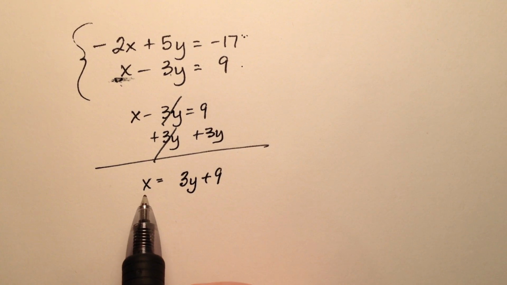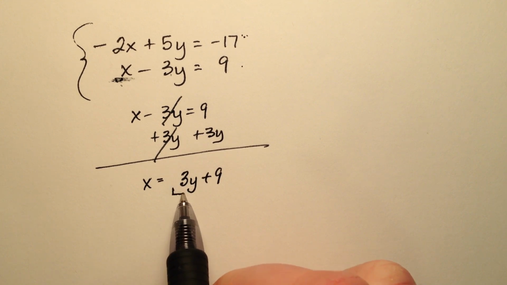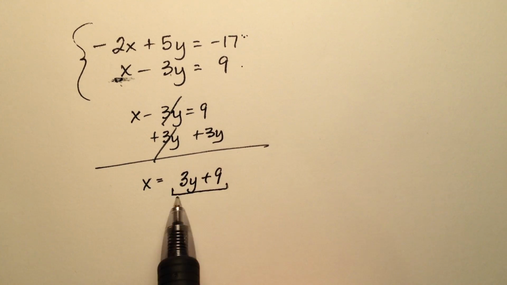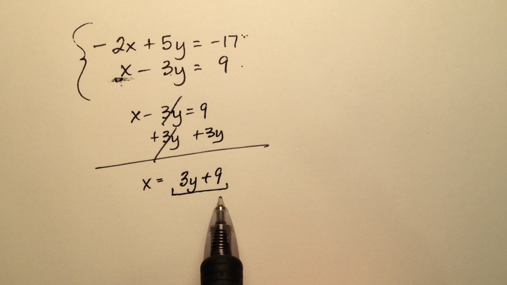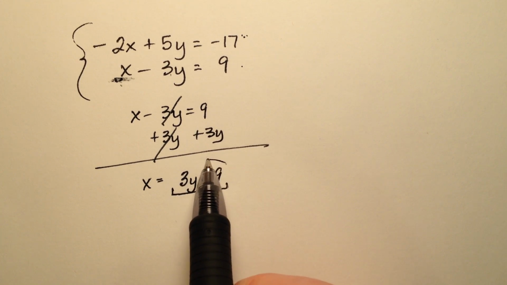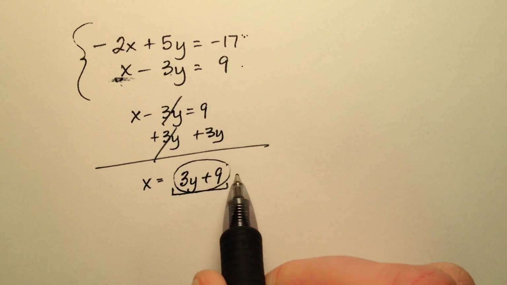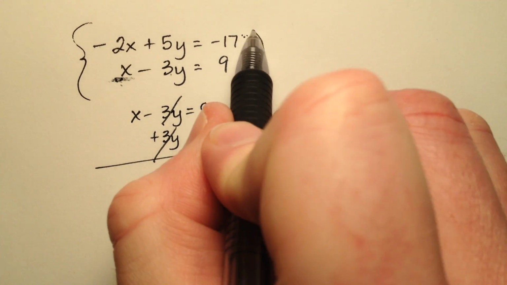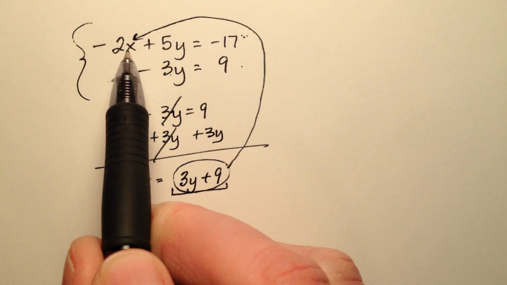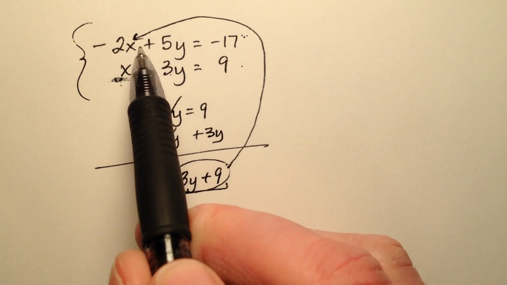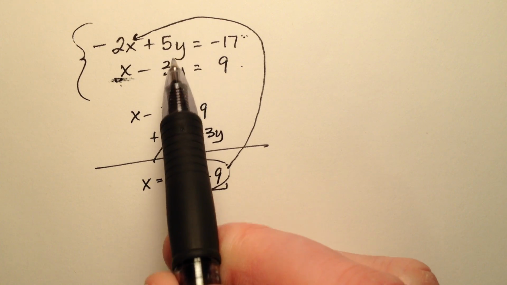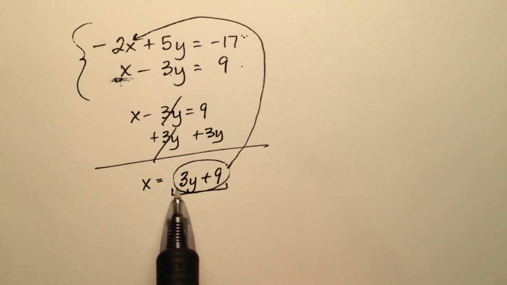So now I know whenever I see the variable x, I can associate that with this expression 3y plus 9. What's going to happen is I'm going to take this 3y plus 9, which is equivalent to x, and substitute it in for x in the other equation. In this manner, we can combine these two equations together.